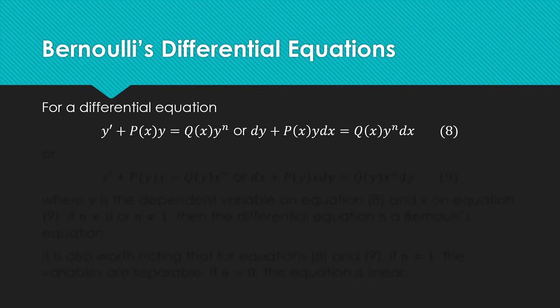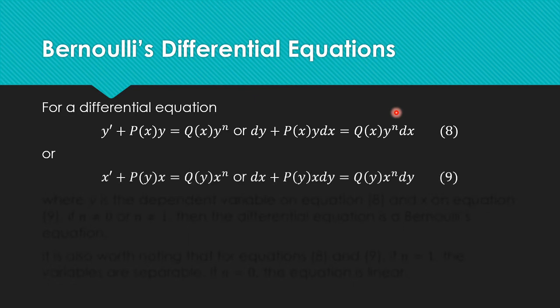The Bernoulli equation has the form y prime plus p of x y equal to q of x y raised to n. Or pwede rin na yung y prime natin, gawin nating dy over dx, tapos multiply natin yung whole equation by dx. So, ang kakalabasan nun is dy plus p of x y dx is equal to q of x y raised to n dx. Or, kapag x naman yung dependent variable natin, x prime plus p of y x is equal to q of y x raised to n.